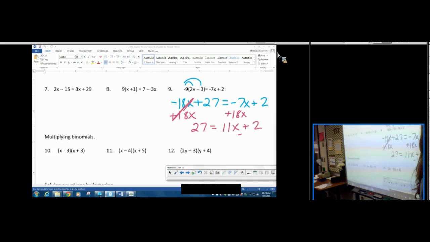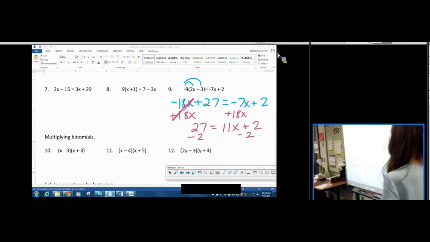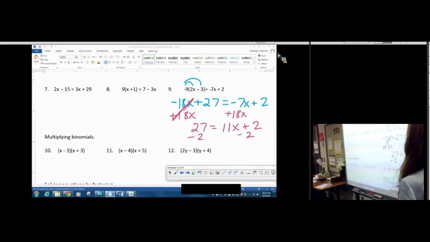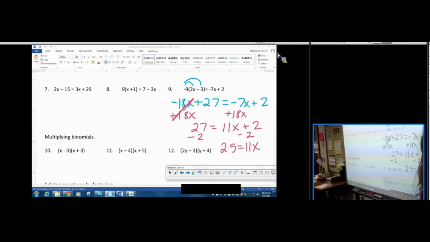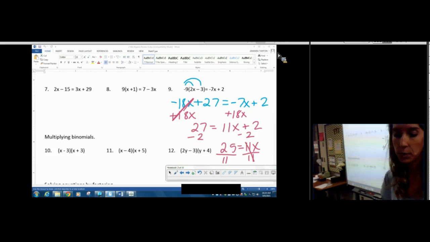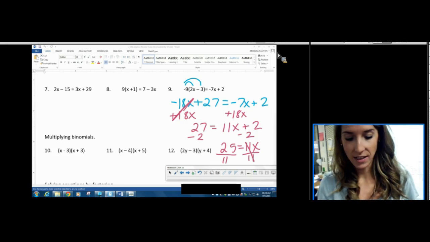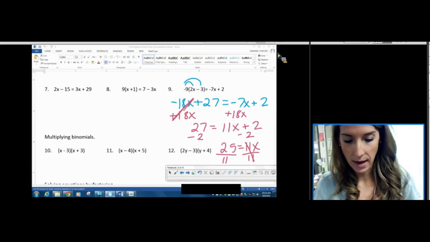And now it's looking nice and easy. Subtract 2 from both sides. Looking good. Now I know I divide by 11. Here's where it gets tricky. How do I write my answer? How does my teacher want me to write my answer?